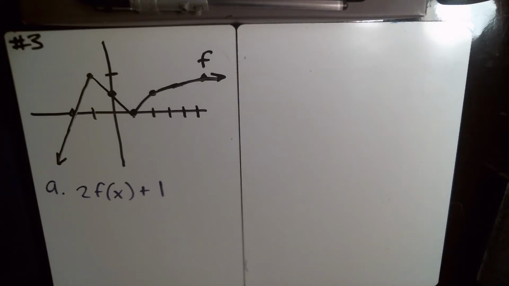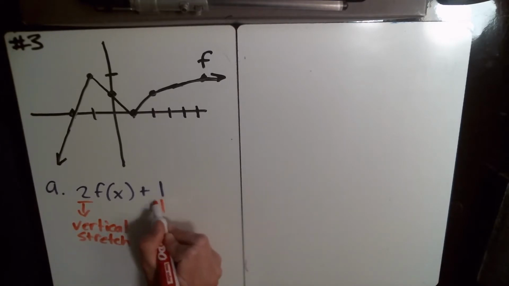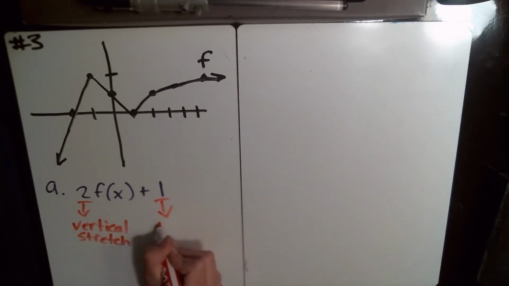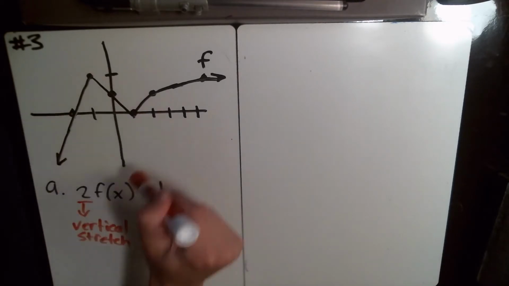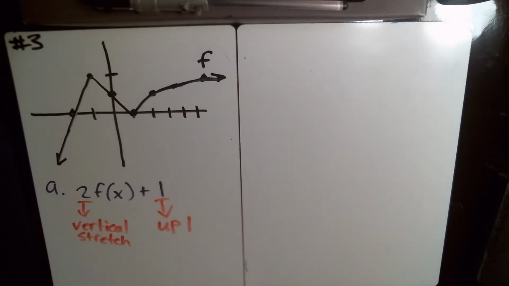2f of x plus 1, well, what is this going to be? The 2 is a vertical stretch, right? Okay. The 1, what does this do? It tells me I go up 1, right? So I want to sketch a graph of what this new function will look like using this graph that I already have. Okay, so the 2 vertical stretch will double all of the y values here.